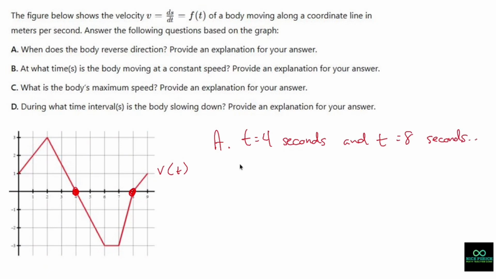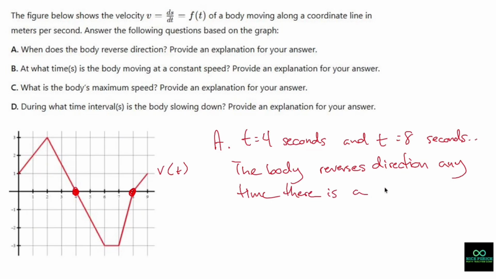And that is because the body reverses direction anytime there is a sign change. And that occurs whenever you cross the x-axis.